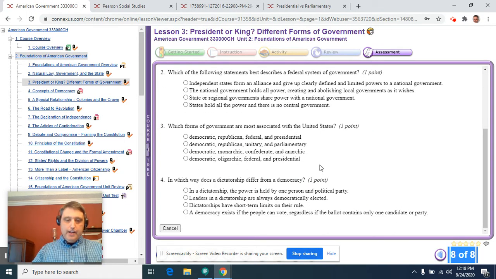Okay, and in which way does a dictatorship differ from a democracy? Okay, in a dictatorship, another way of saying this is an autocracy, the power is held by one person and political party. Leaders in a dictatorship are always democratically elected. Dictatorships have short-term limits on their rule. Or a democracy exists if the people can vote regardless if the ballot contains only one candidate or party. Okay, and I'll give you a hint, guys. The key to this is dictatorship is ruled by one person.